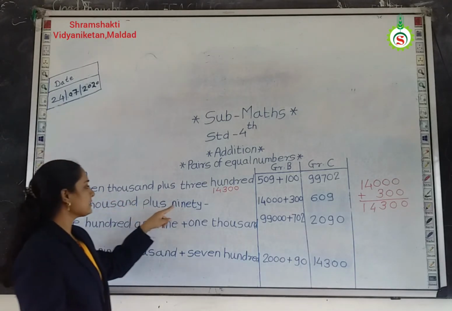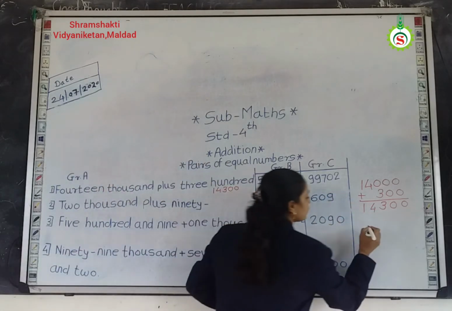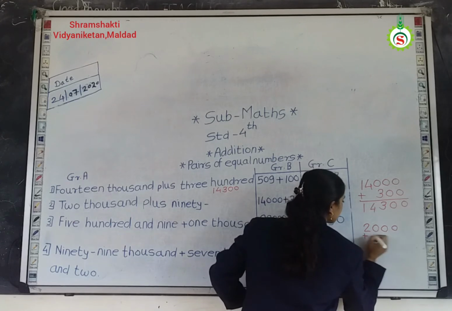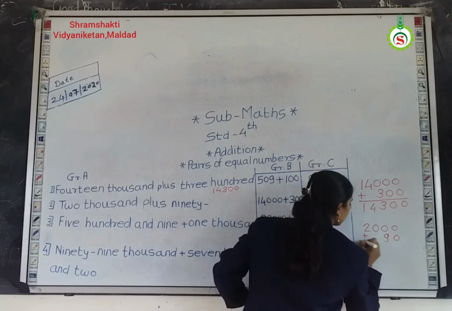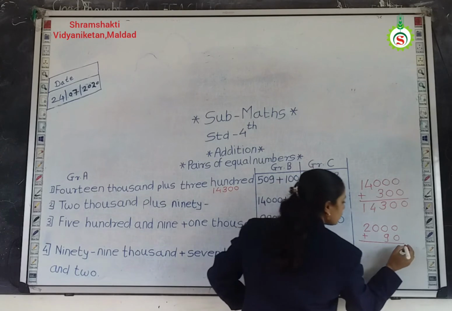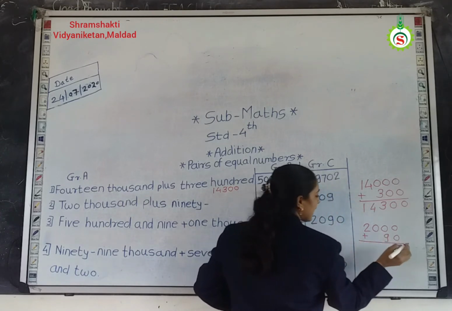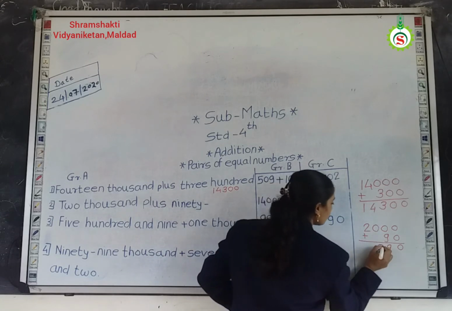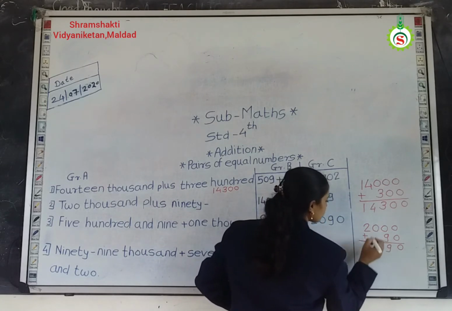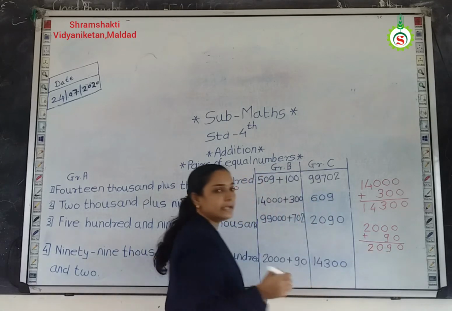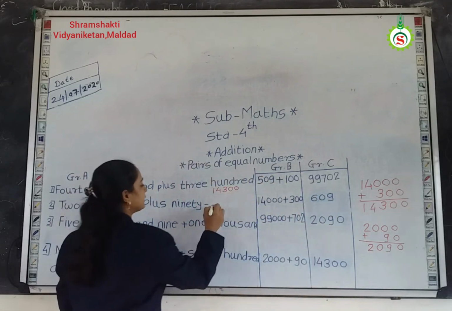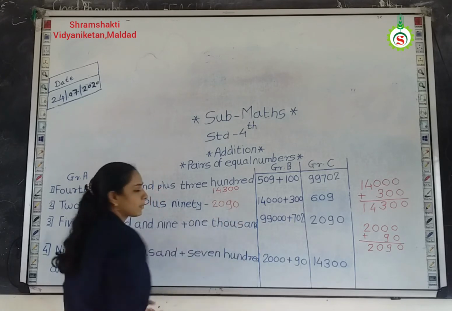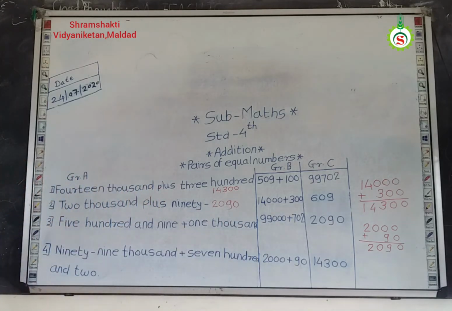Now next, number 2. 2,000 plus 90. Look here. 0 plus 0, 0. 0 plus 9, 9. 0 as it is, 2 as it is. How many? 2,090.